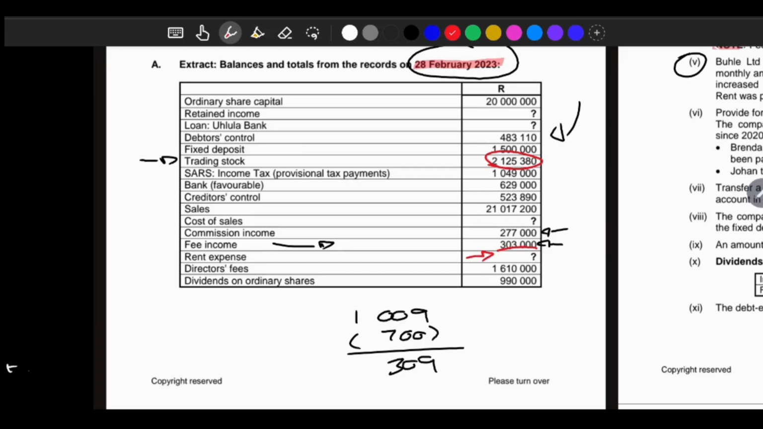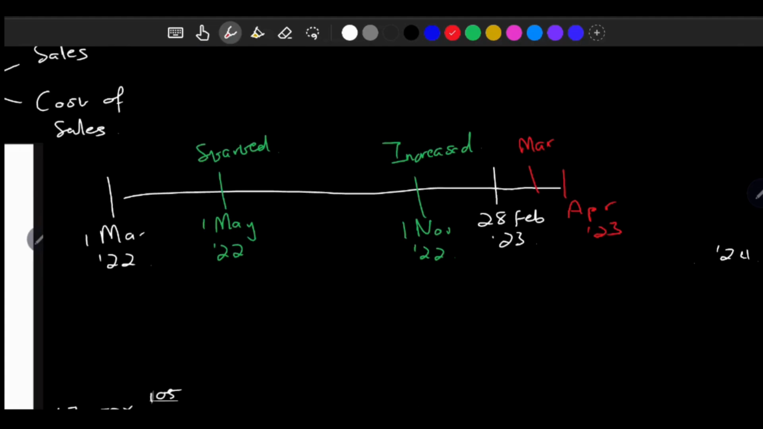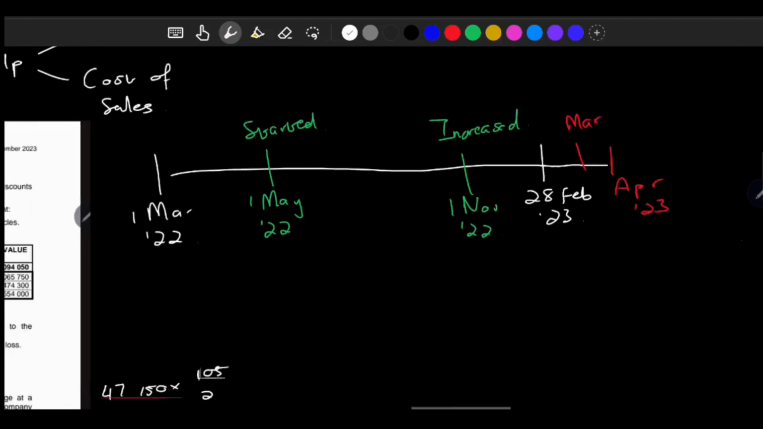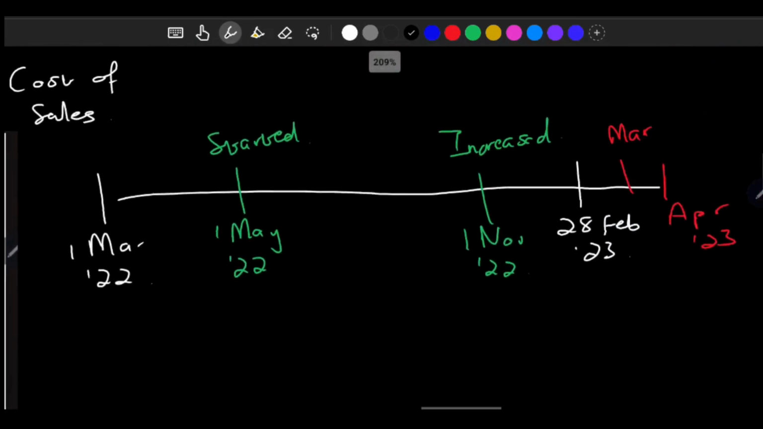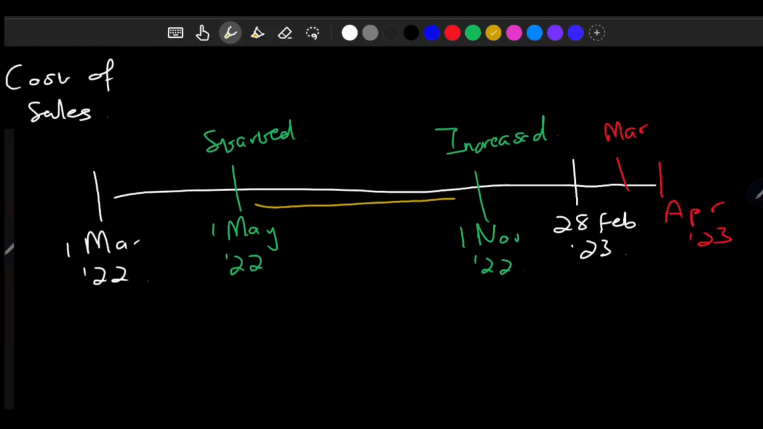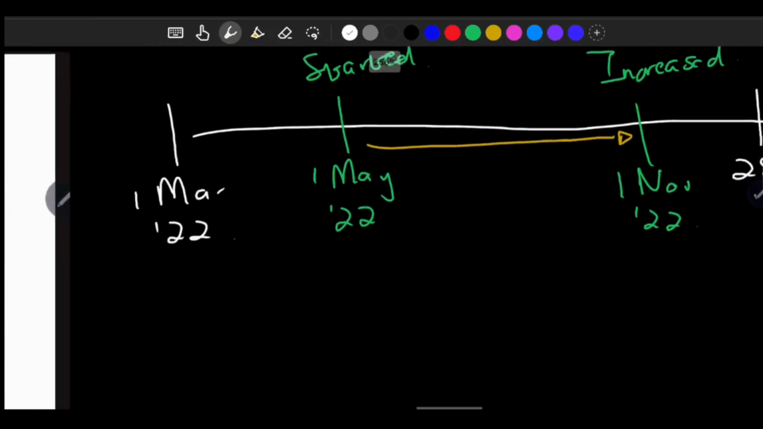Rent expense, we're not given anything, right? So my apologies. In the case whereby we're given an amount, we're supposed to subtract the 2 months. So since we're not given anything, I think we can then just calculate going forward, straightforward, right? And how would we do this? I'm going to use the information. So initially, they had rented 150 square meters at an amount of 330 from 1 May, right? And this only changed on 1 November. So from 1 May up until 1 November, it was 150 at 330. I think we can just start calculating that.